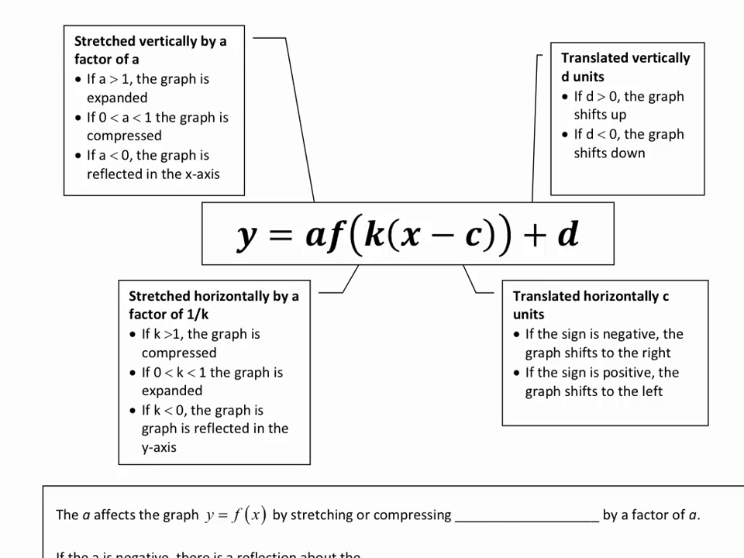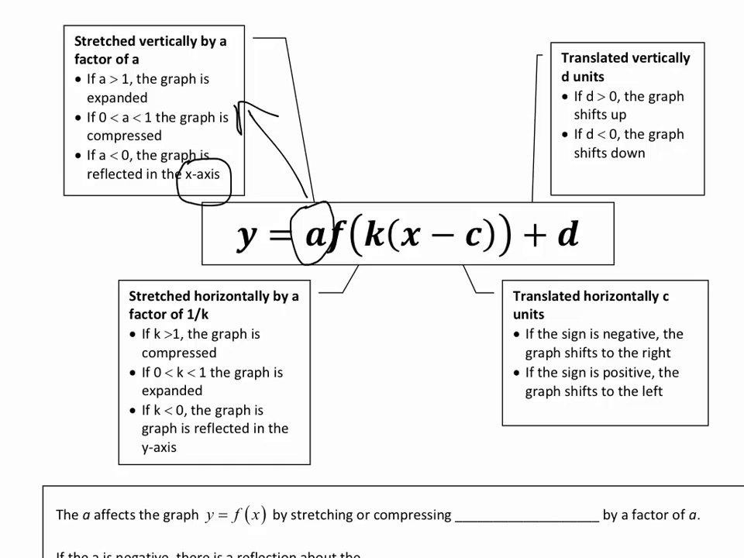In this video, we are going to review transformations of graphs. Our general equation given here, y equals a f at k times x minus c plus d. The a value is our vertical stretch. So if a is greater than 1, the graph is going to be expanded. If it's between 0 and 1, then the graph is compressed. If the value is negative, it means that it's reflected in the x-axis.